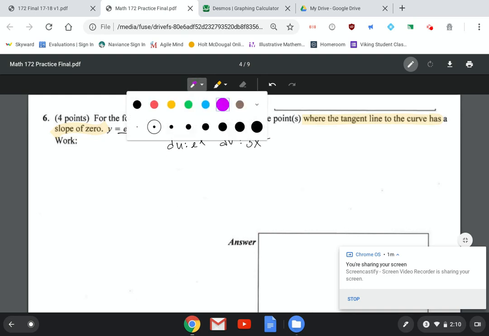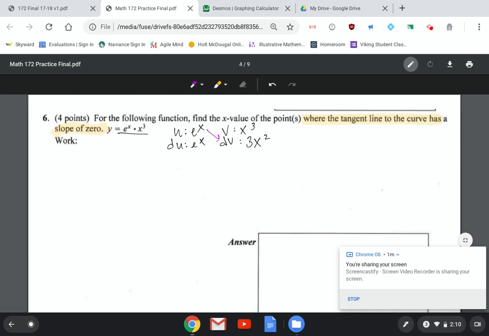So to find the derivative, you take u times dv: e to the x times 3x squared. So we have 3x squared times e to the x. That's the first part of the derivative. The second part is v times du. So we have plus x cubed times e to the x. So there's our derivative.